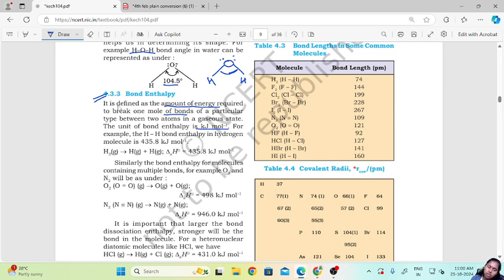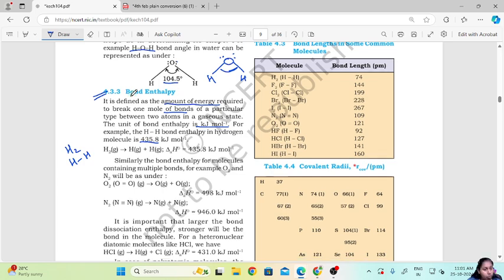The unit of enthalpy is kilojoules per mole, so bond enthalpy will also have the same unit. Now for example, we have the hydrogen molecule. It requires 435.8 kilojoules per mole to break this H2 molecule, that is the hydrogen molecule, into two hydrogen atoms in gaseous state. So in simple words, bond enthalpy is the energy that is required to break a bond.